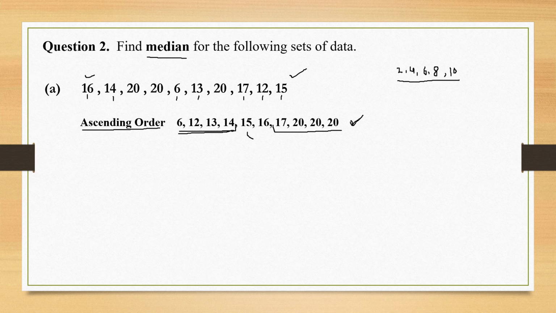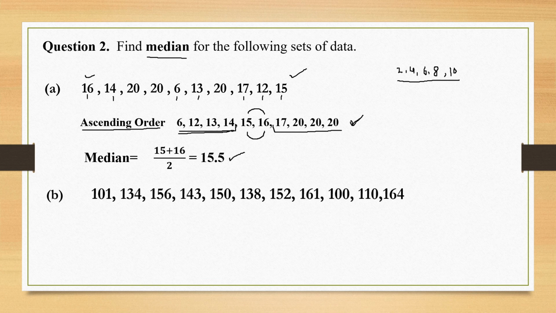So now the middle two numbers, to find out the median, the middle two numbers, this one 15 plus 16, we will add them and then divide by 2, so the answer will become 15.5. You got it, my dear student?